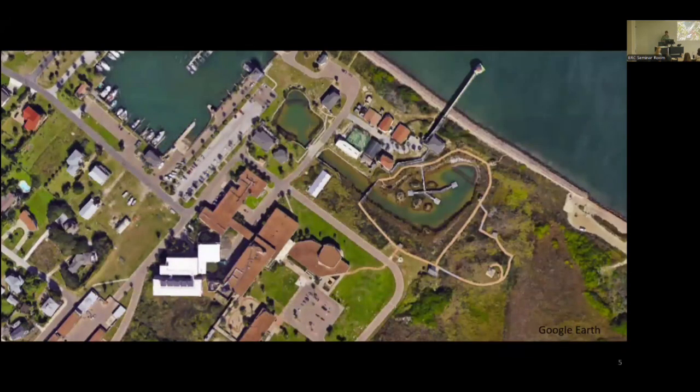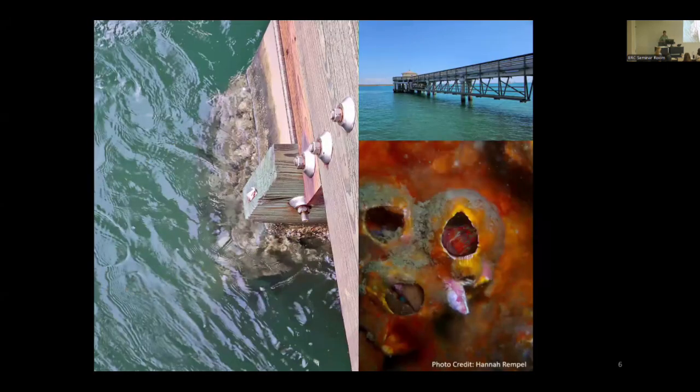So here's where we are right now. This is UTMSI, that is us. And way over here is our nice little research pier. And it's suspended on these 12 big concrete pilings that are covered in these blenny communities.